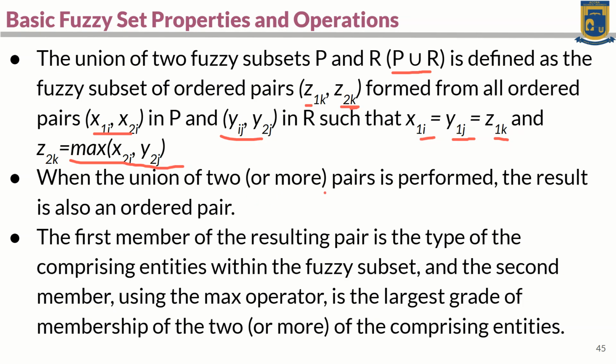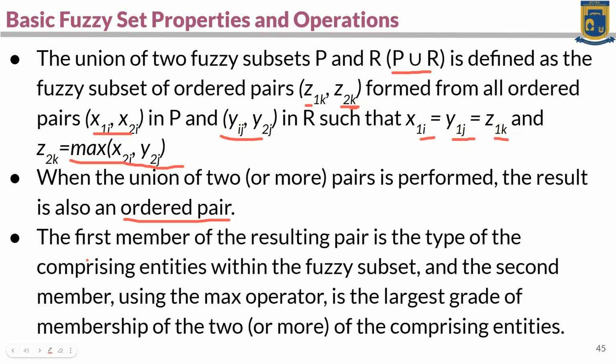So when the union of two or more pairs is performed, the result is also what? An ordered pair. Please don't forget this, because when you see it anywhere, not even in exams, the union, because you are dealing with fuzzy, has to be an ordered pair too. The first part has to be the member, and the second part has to be the degree of membership, gotten from the maximum of the memberships you are dealing with.